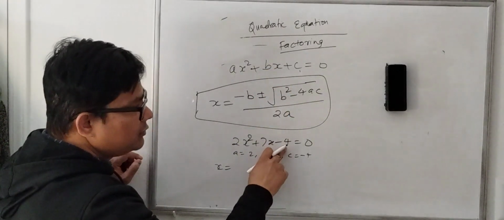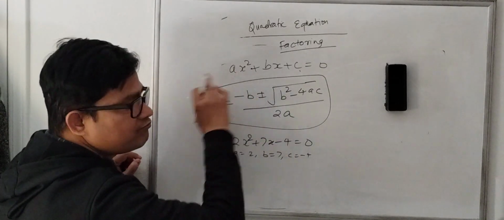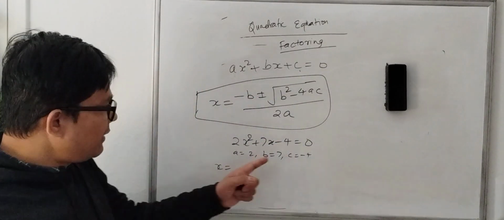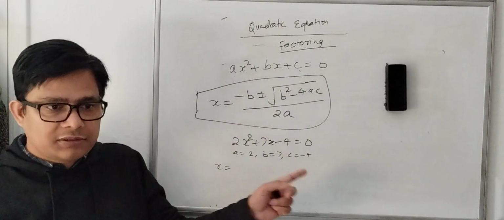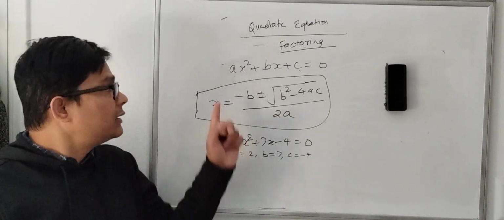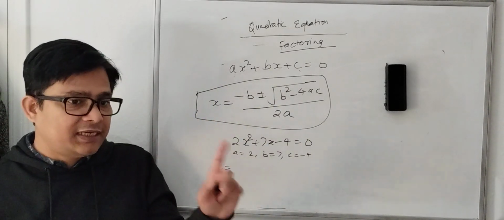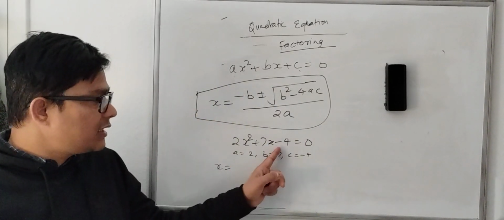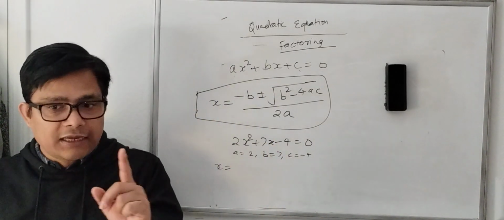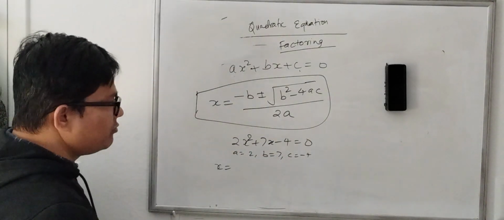It has to be in this format. If you don't convert your given equation into this form, the answer will be wrong. If I take c equal to 4 here, I will get a wrong answer because c is minus 4. The equation has to be in this format: ax squared plus bx plus c is equal to 0. And here, instead of plus 4, I have minus 4. So that's why my c is minus 4.